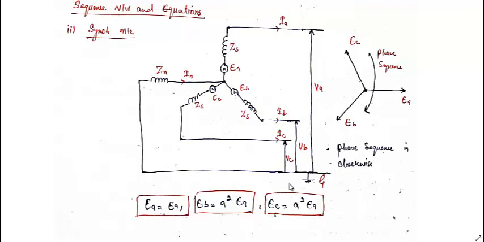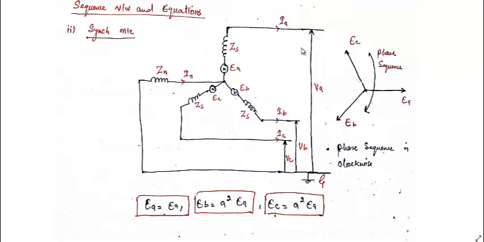Neutral is connected to ground through impedance Zn. This is the internal generated voltage EA, internal generated voltage EB, and internal generated voltage EC. And this is the self reactance or impedance of the synchronous machine, phase A, phase B, and phase C. So let's say it is loaded, and it supplies a current of IA from phase A, IB from phase B, and IC from phase C.